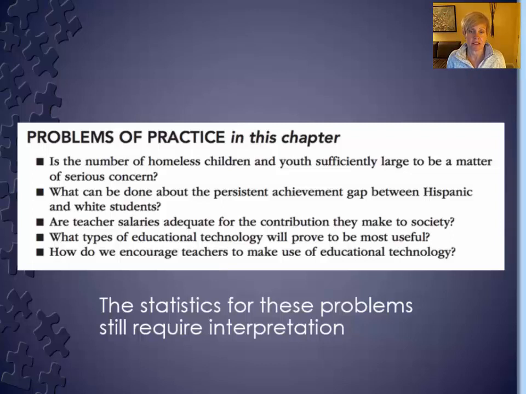For example, is the number of homeless children and youth sufficiently large to be a matter of serious concern? You've probably heard the percent of homeless children, and if we Googled it right now, and we even looked for the year, we could find them in each state and in the nation.